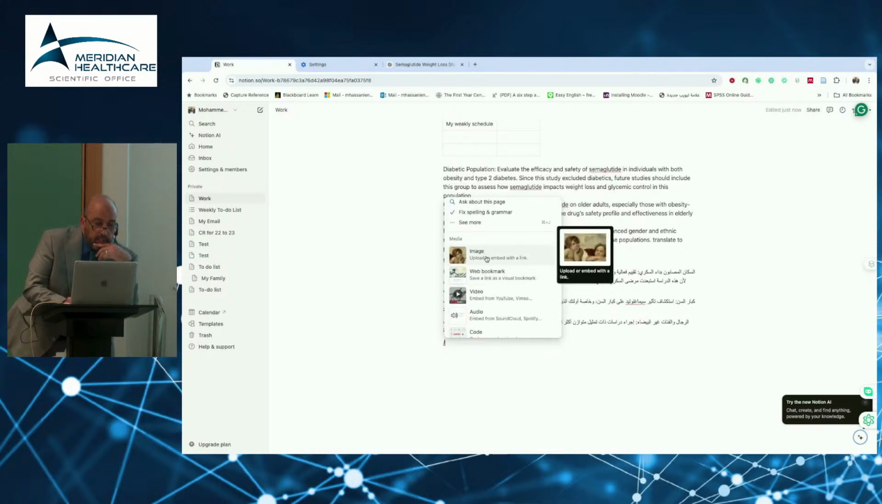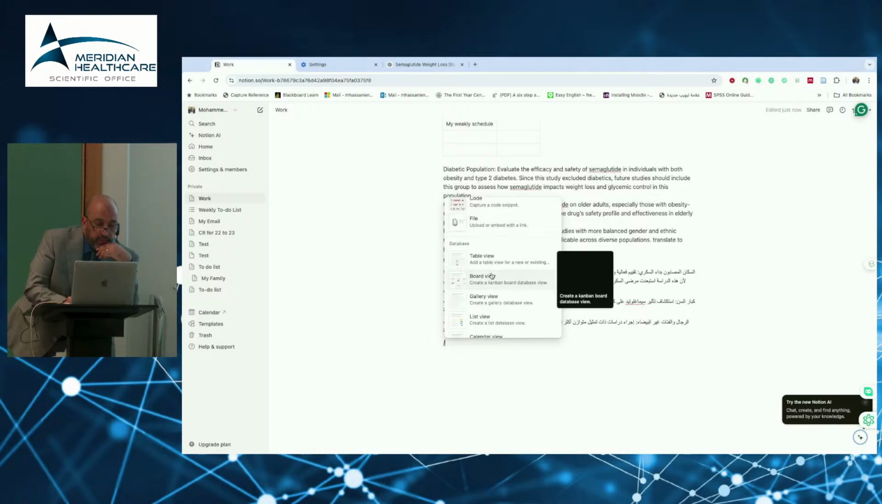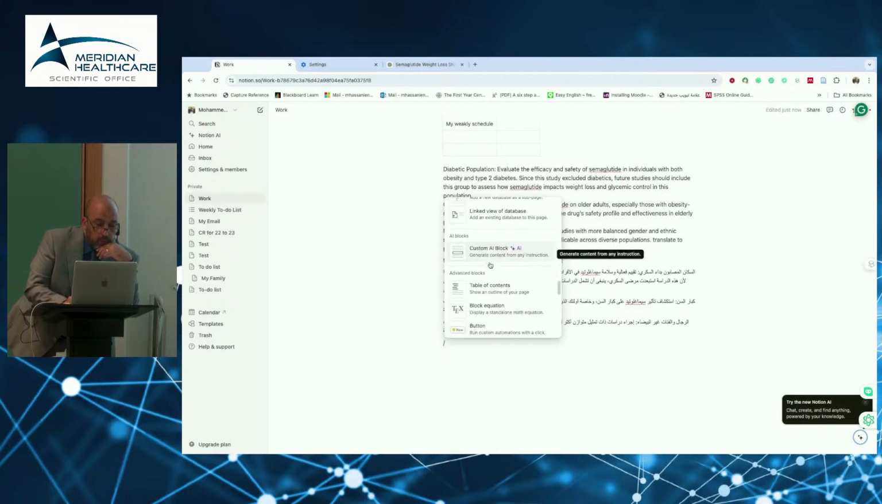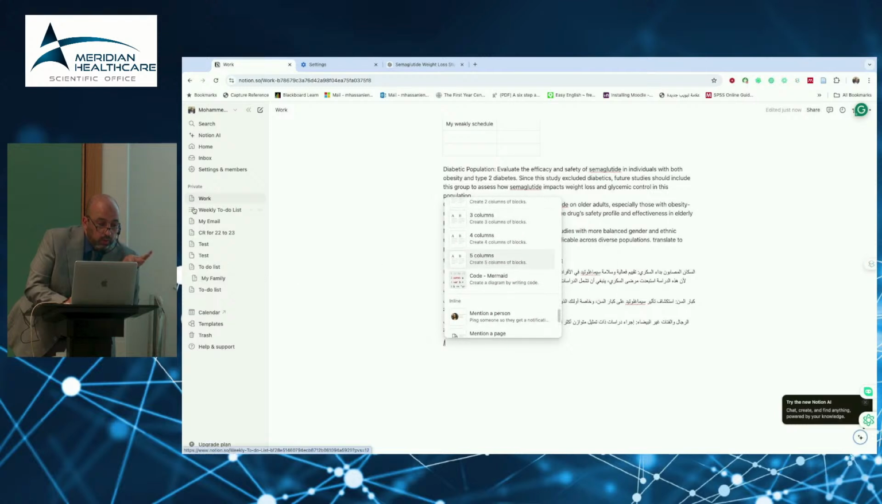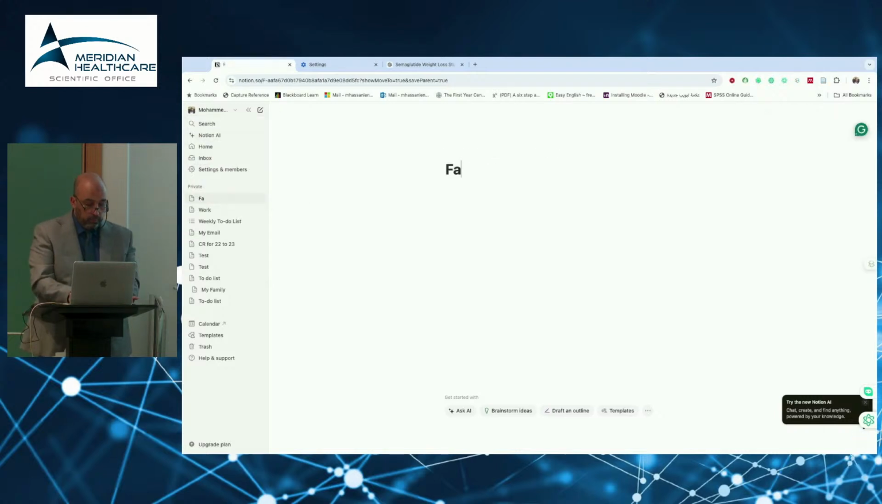Then you can insert media, web bookmark, video, audio, code, file, calendar view. All of this can be put here in Notion AI. So you put all your work here under work. You can also add another one for family, so this will be another page for family. You can add another one for social or friends.